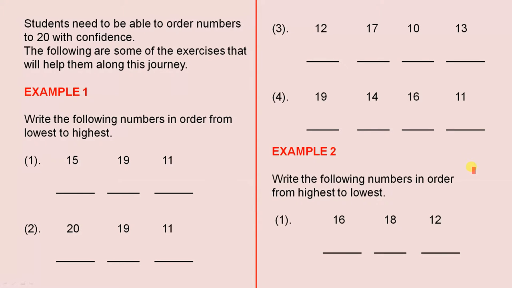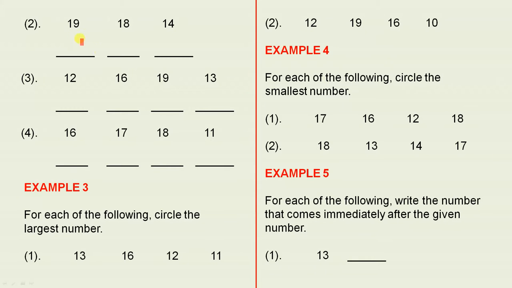Example 2. Write the following numbers in order from highest to lowest. So from highest to lowest for those three numbers. From highest to lowest for those four. And from highest to lowest for those four.